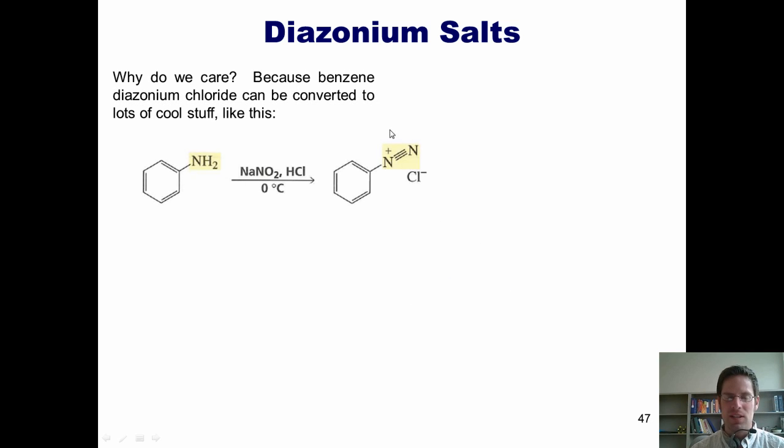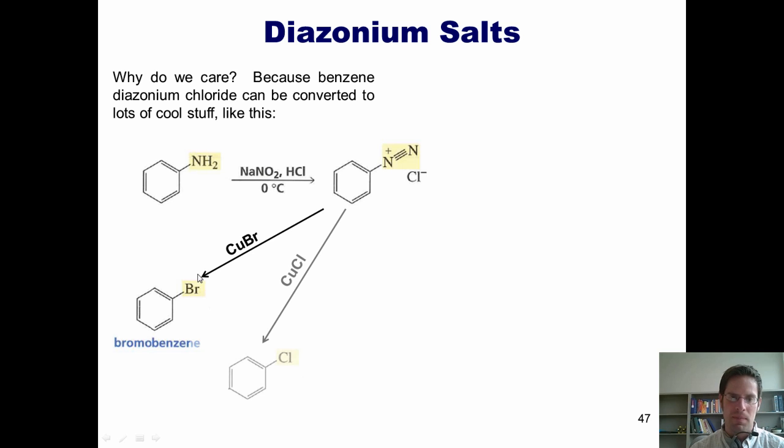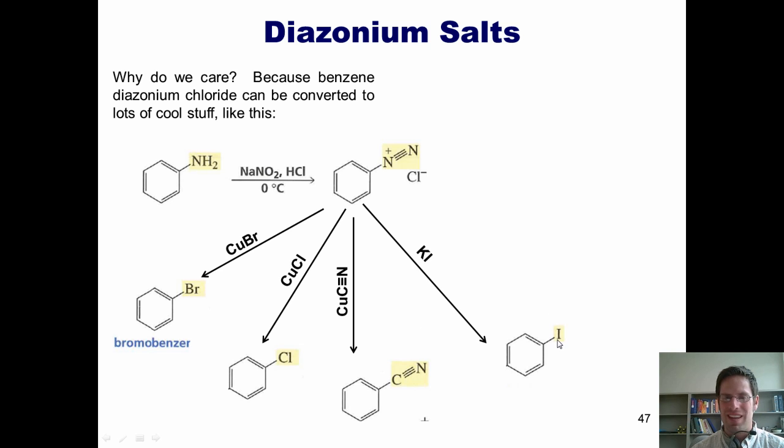Well, as it turns out, this compound, a diazonium salt, can be converted into tons of different things by doing these types of reactions. Copper bromide replaces the N2 group with a bromine, copper chloride with a chlorine, copper cyanide with a nitrile group, KI with an iodine. H3O+ converts the diazonium N2 into an OH, making phenol.